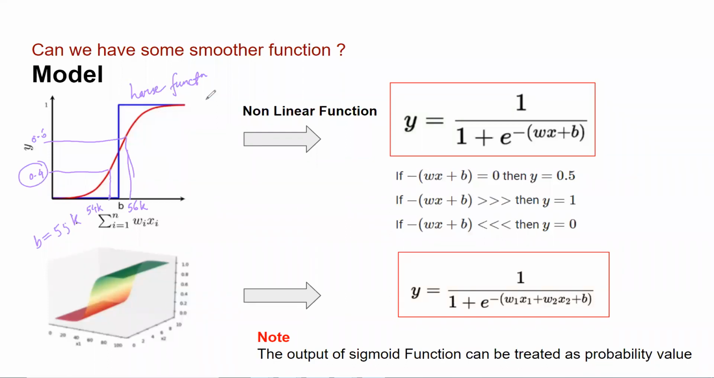What function? Can you come again? This blue line. The name of this function is called the step function. This blue one is the step function. But what we would prefer is this red function, which is called the logistic function or sigmoid function.